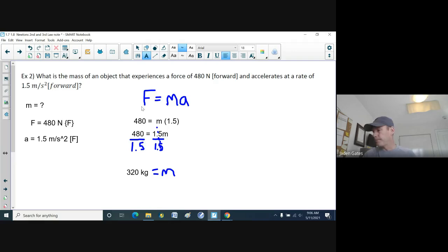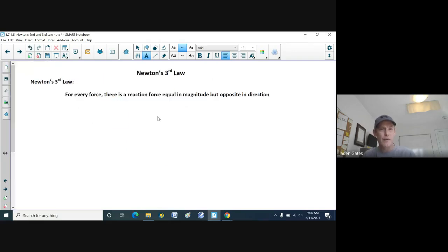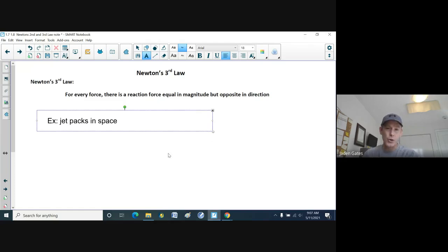All right, we're going to move on to the third law. This is maybe something you've heard before: for every force, there is a reaction force equal in magnitude but opposite in direction. For example, jetpacks in space. If you want to go to the left, you shoot your rockets to the right. Or if you want to go up in space, whatever up might be, you shoot your rockets down. So for every force, there is a reaction force.